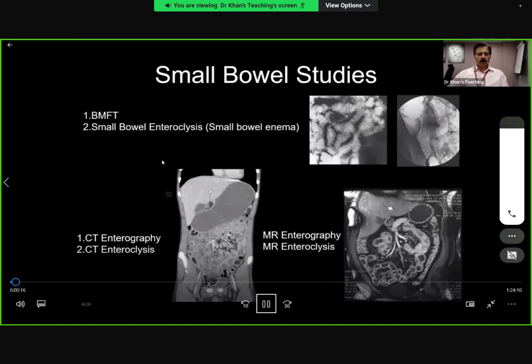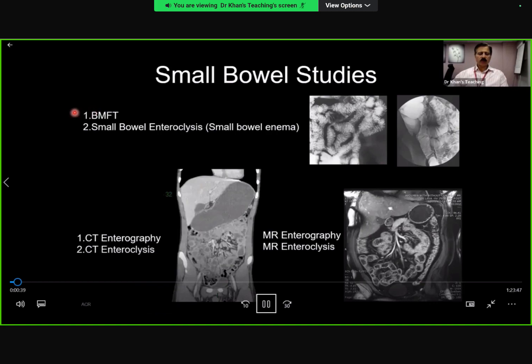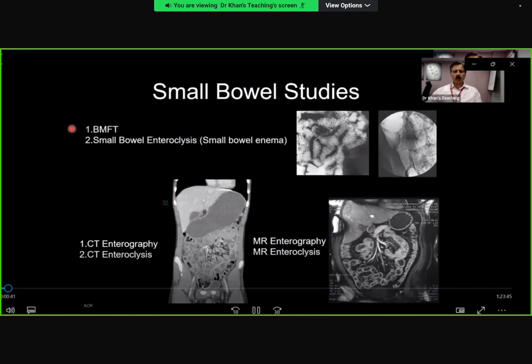Now, for small bowel, we have various kinds of examinations, and you should know what these are. In the barium world, we can do a barium meal follow through. A barium meal follow through is simple, where we just give oral barium and follow it through the small bowel.